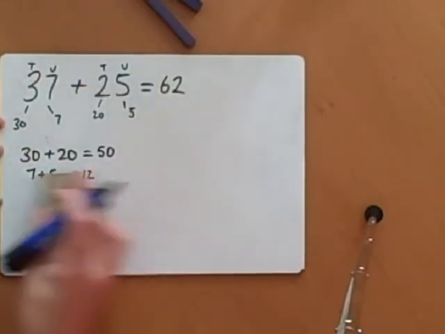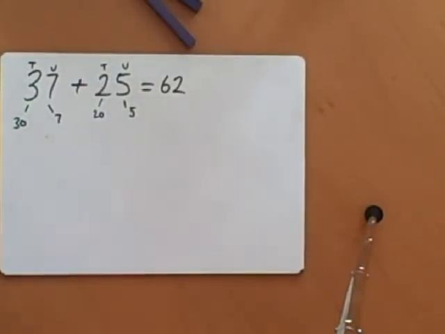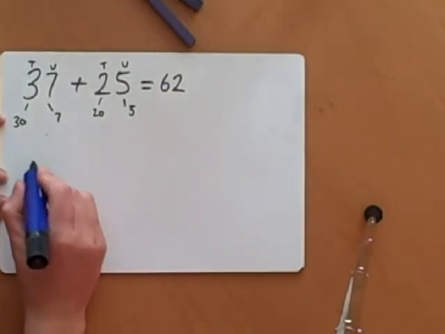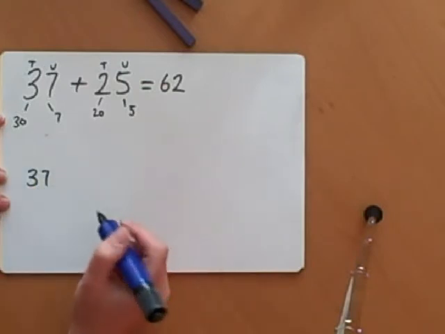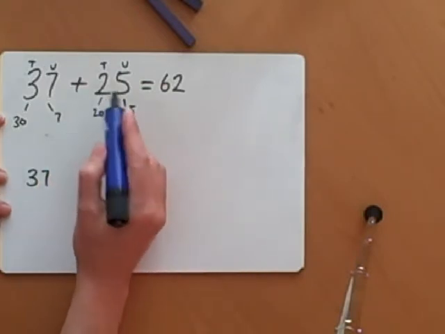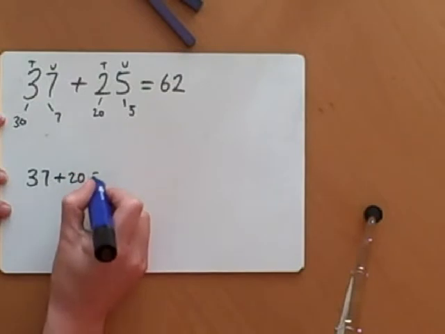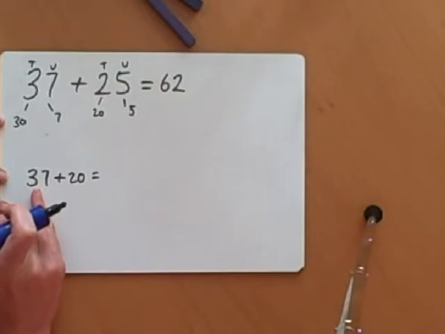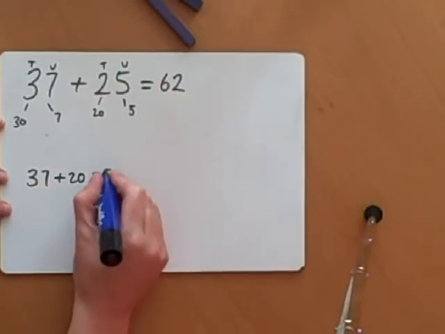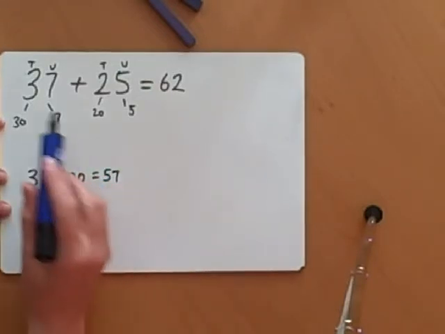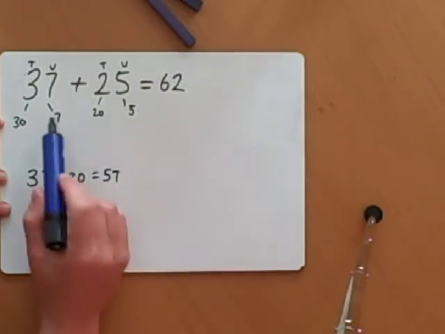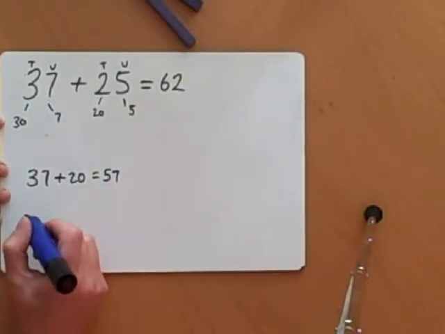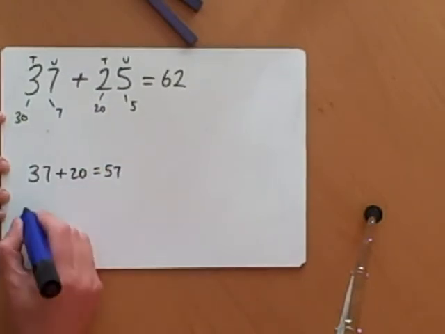Another way of doing this, when we've got our partition numbers, is to start at the larger number, 37, and add just the tens from the other number. So 37 add 20. 10 more than 37 would be 47, and then another 10 more would be 57. We've then got to remember, have we dealt with all of our numbers? We have dealt with our 37 and our 20, but not our 5 units. We then need to count on 5 from 57.